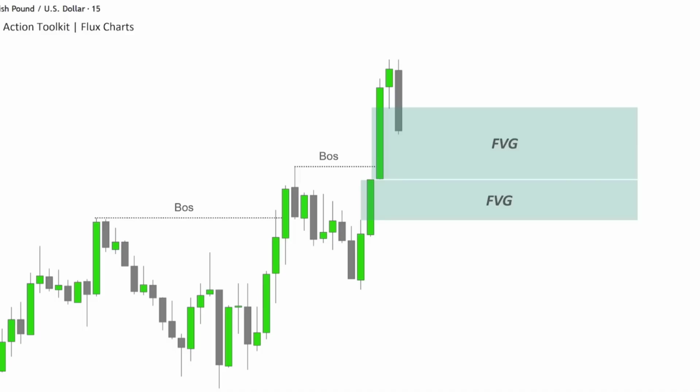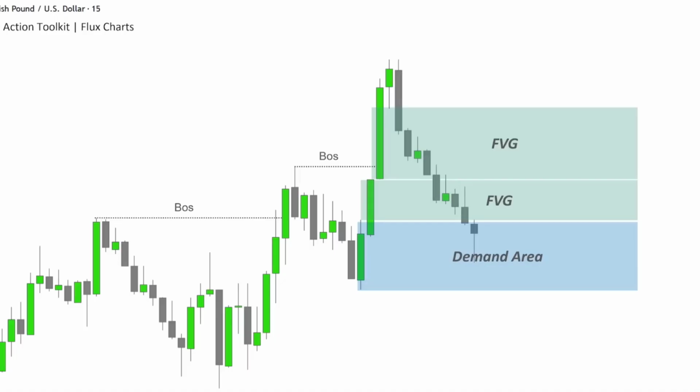The latest impulsive move has created large fair value gaps, which show strong buying momentum. We mark the candle that created these gaps as our demand zone. If price pulls back to this area, we expect a rejection to the upside and a possible trading opportunity. First, we wait for price to enter our trading zone, then switch to the 1-minute chart to execute the trade.